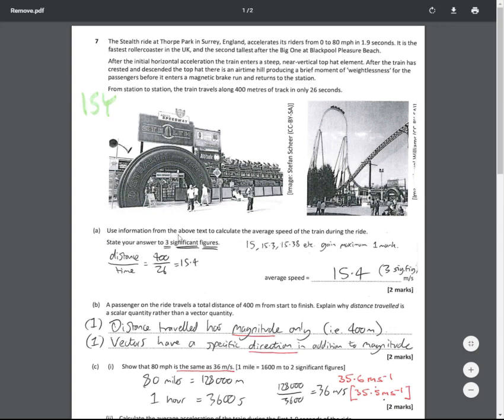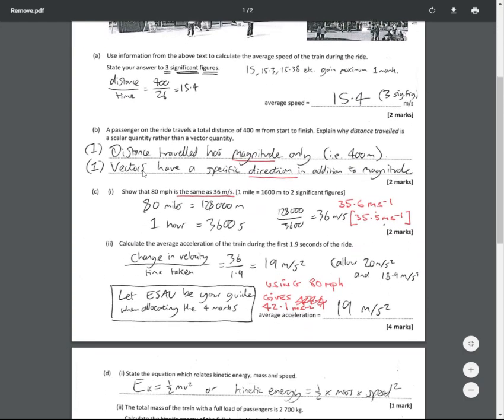Use information from the above text to calculate the average speed of the train. State your answer to 3 significant figures. Equation, distance over time for speed, is 400 meters divided by 26 seconds, which gives you 15.4 meters per second when it's done to 3 significant figures. If you forgot the equation, you lost a mark. If you got the significant figures wrong, you lost a mark.